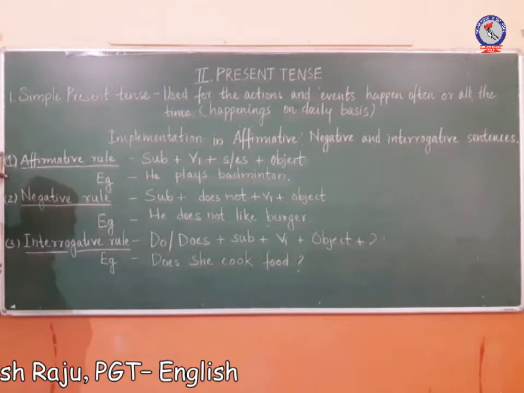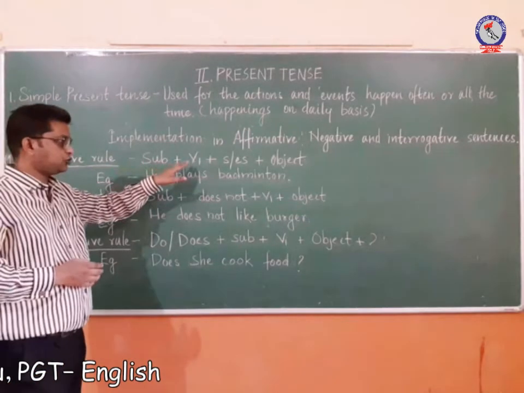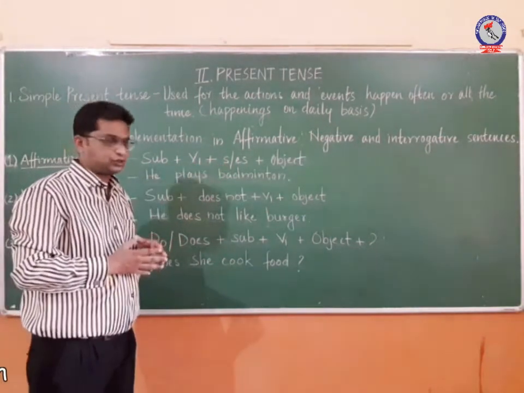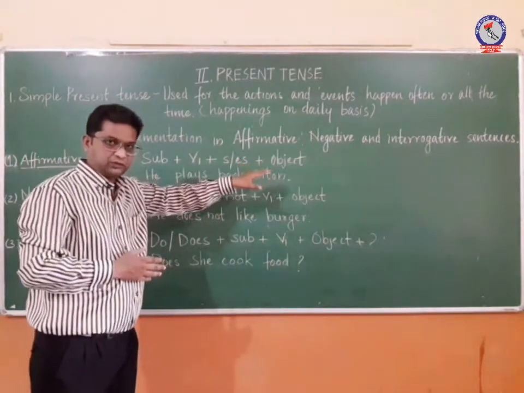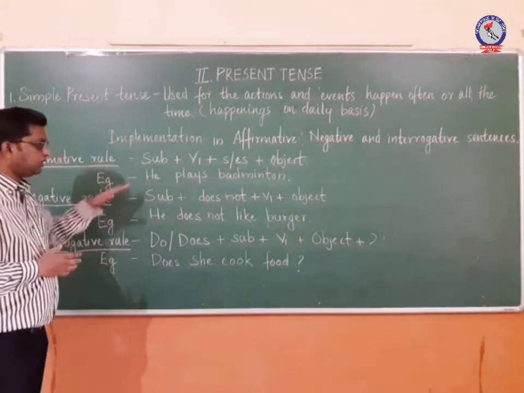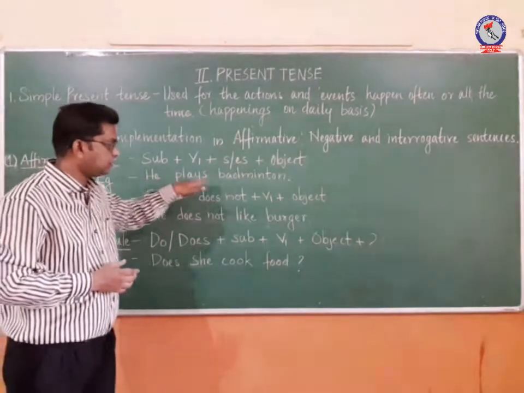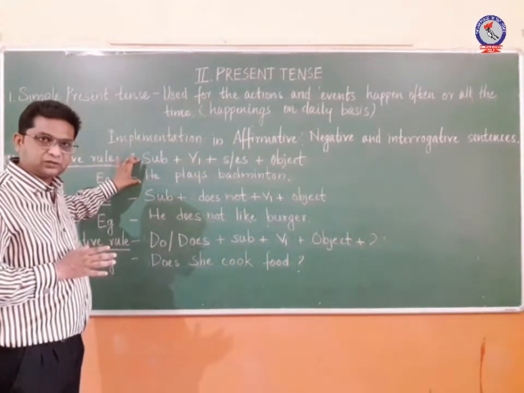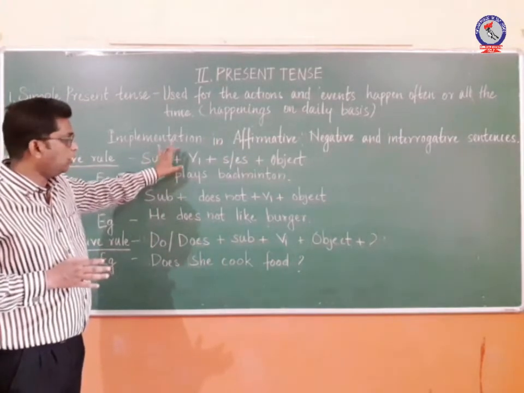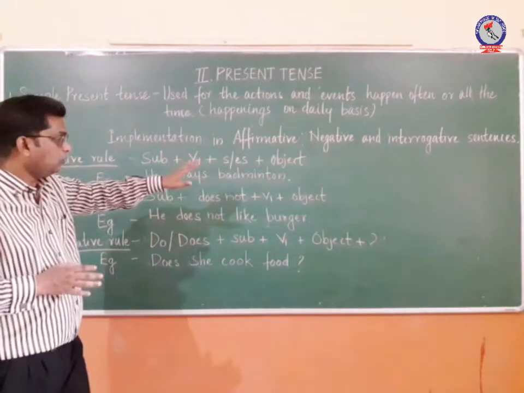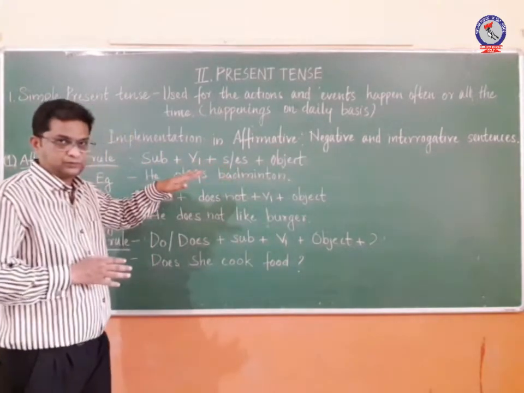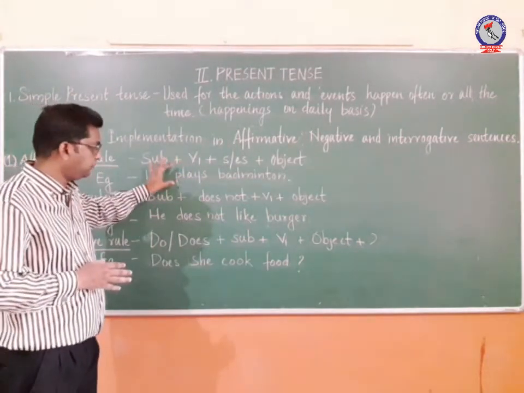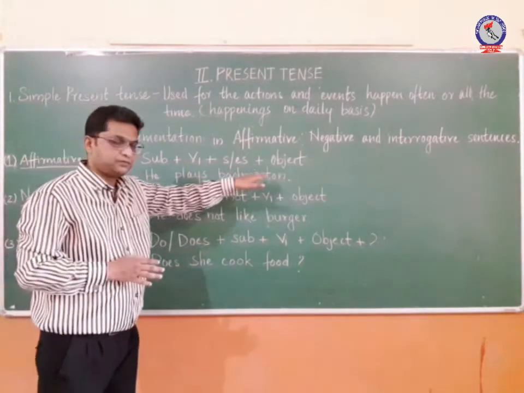Affirmative rule: subject plus V1, the first form of verb, plus S/ES plus object. See the example here. He plays badminton. Now here, he is the subject, play is the verb first form. Now we will put S or ES according to the sentence. So we have put plays, and the object is badminton.